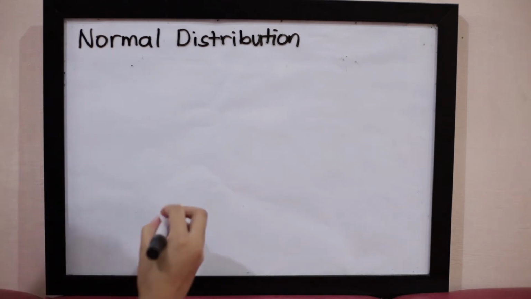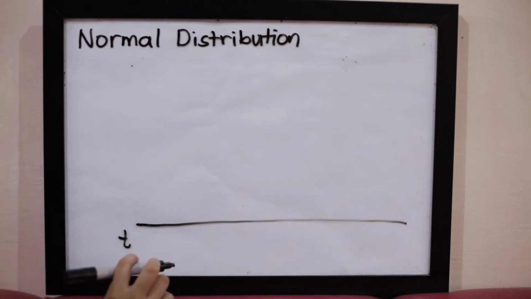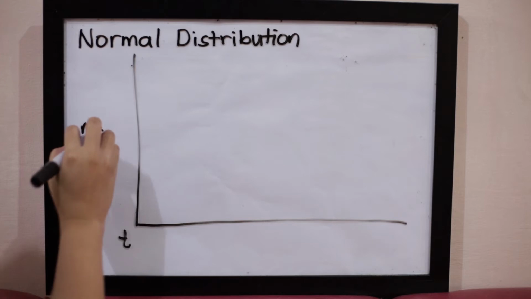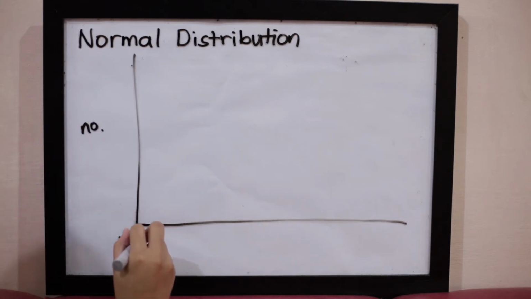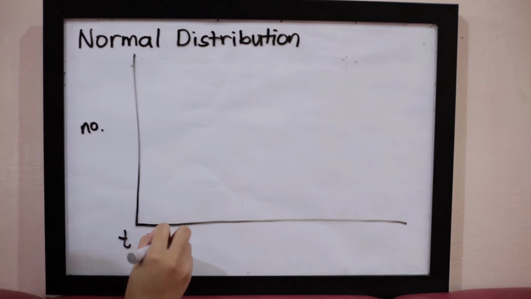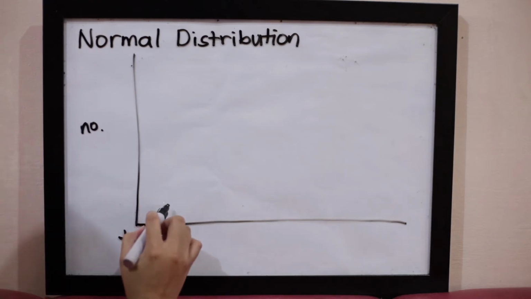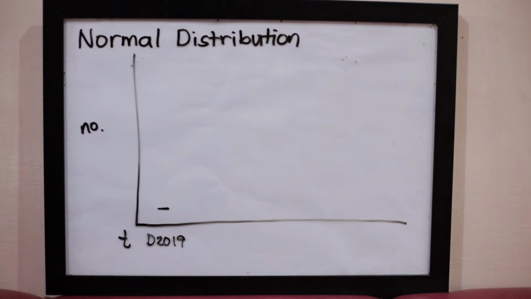So let's say the x-axis is the time frame, in terms of months or years, and the y-axis is the number of patients with coronavirus. We all know that it started around December 2019. Within this month, the number of people with coronavirus is still low and not widely spread. So let's say this is the starting point, December 2019.